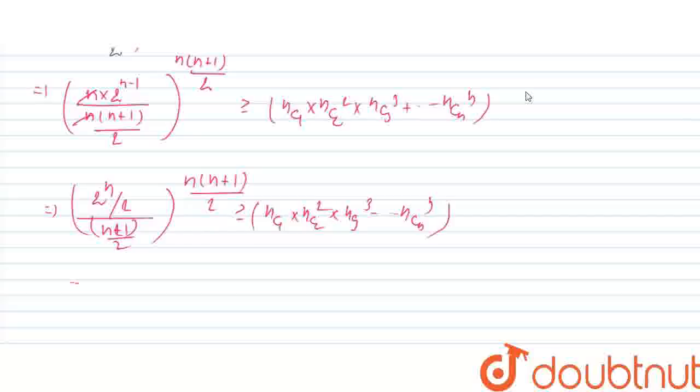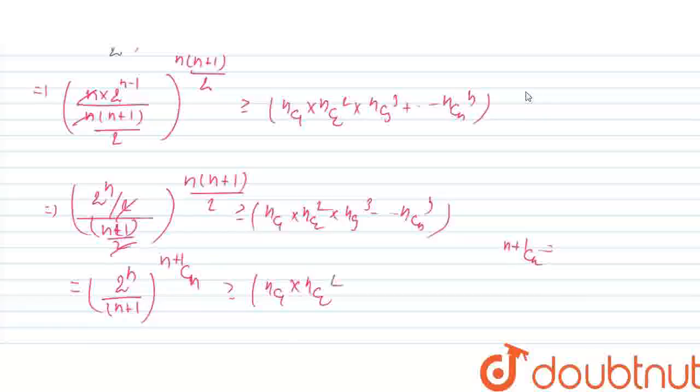It is like this. So 2 will cancel out, so it will become 2 to the power n divided by (n plus 1), and in place of this I can write (n plus 1)C2. Why? Because if you solve (n plus 1)C2, you will get the same thing. So nC1 · nC2² · nC3³ like this, up to nCn to the power n. Hence, this is our answer. We had to prove this. Okay, thank you.